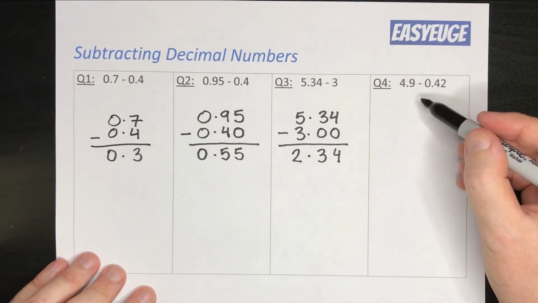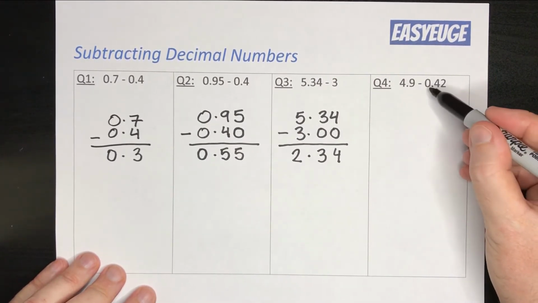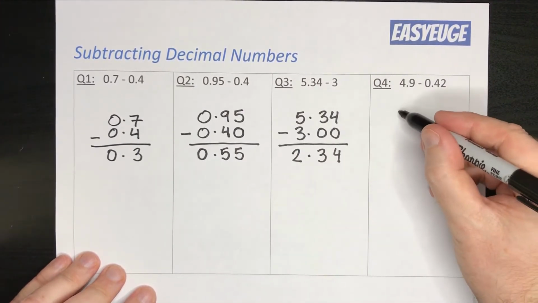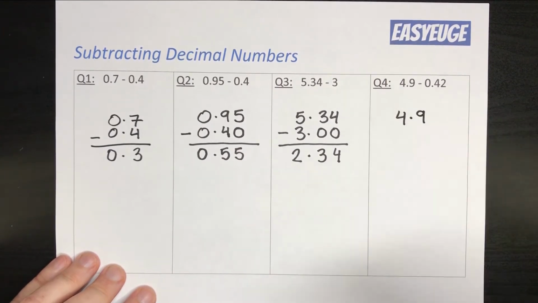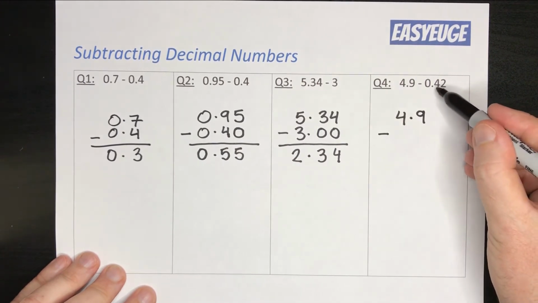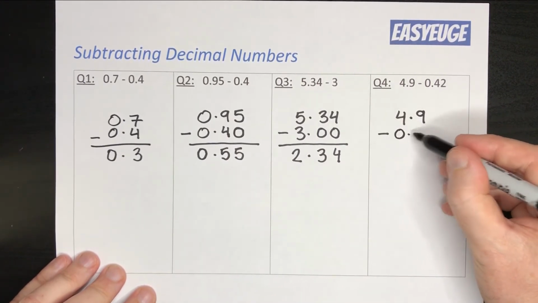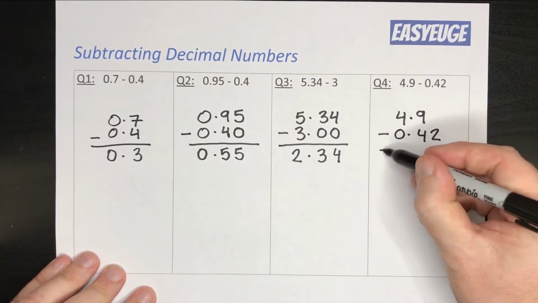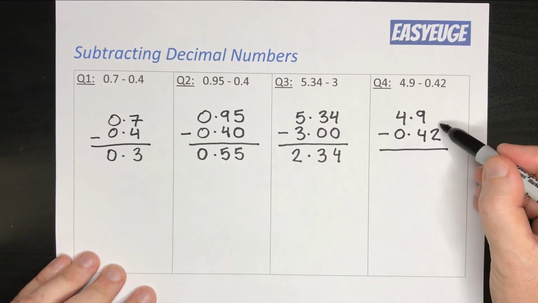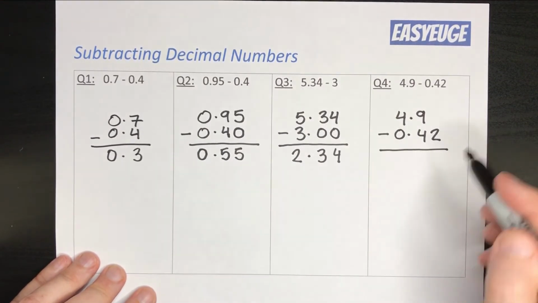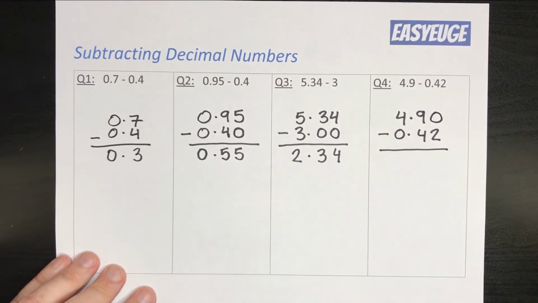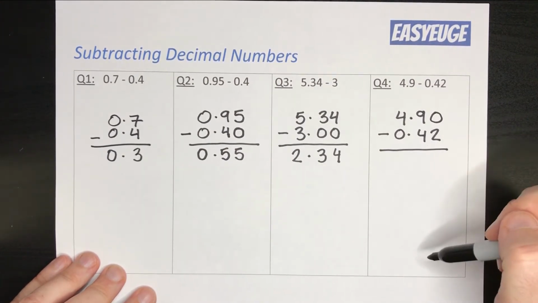And finally, let's try 4.9 take away 0.42. Let's see what's going to happen. So we start by writing down the first part, 4.9. And then we'll do our takeaway, 0.42. And we draw our answer line. Now this time there's a space up here. The last time we had a space down here. So 4.9 is the same as 4.90. Now let's simply do what this symbol says, subtract.